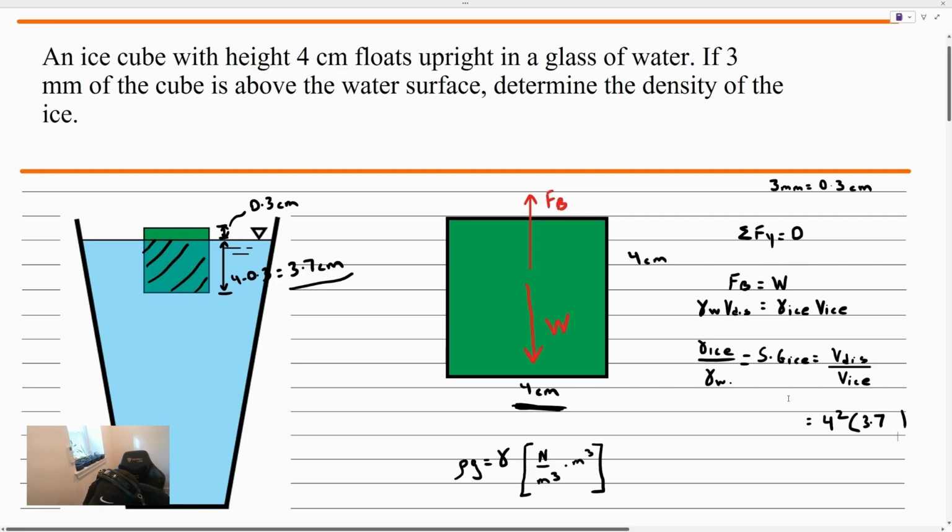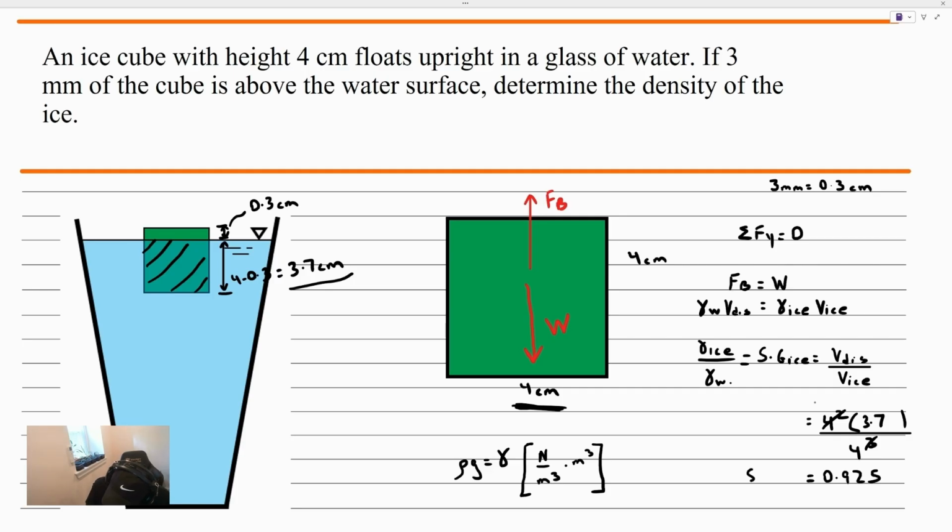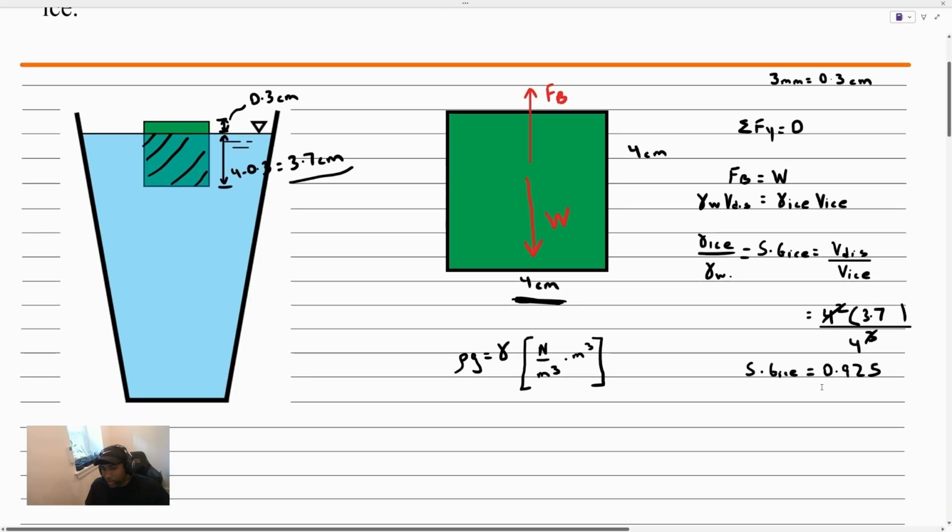And we have the volume of the ice cube. The volume of a cube is just the side length cubed, that's 4 cubed. What we can see is that it's just a ratio of 3.7 over 4. The ratio of 3.7 over 4 is equal to 0.925. That's equal to the specific gravity of ice. Now, knowing the specific gravity that we have of ice, it makes sense that it's less than 1 because this object is floating, it's less dense, so that means it would want to float.